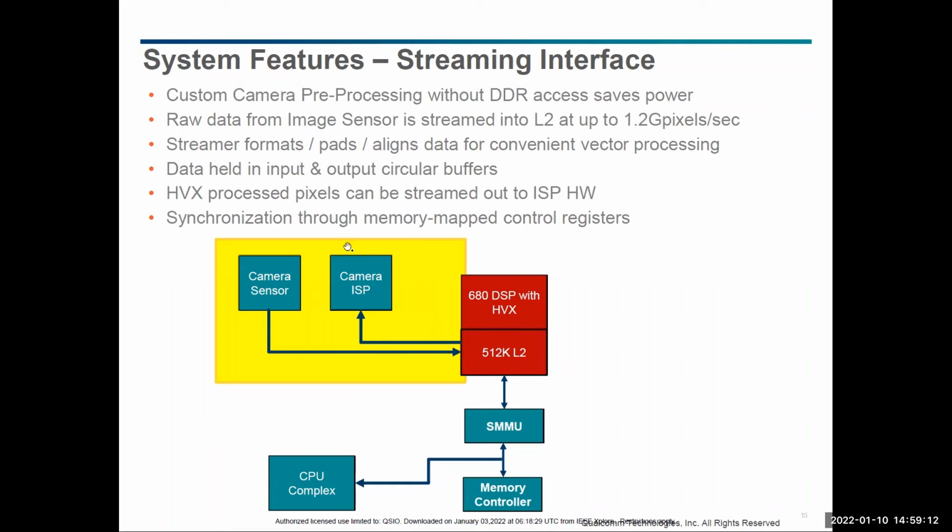Once the data reaches the camera ISP, that is where a decision will be taken whether it needs to be stored in the DDR or there needs to be some more work done on it.